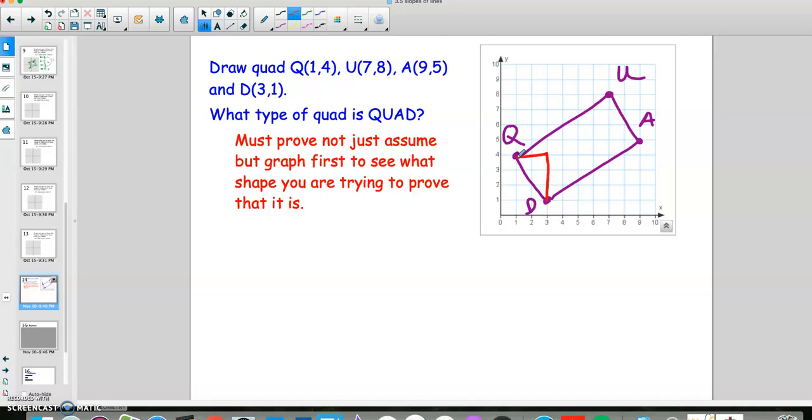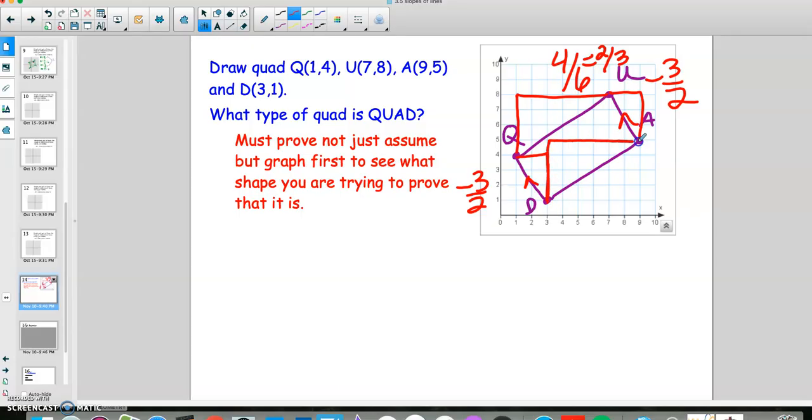Rise of 3/2, so that's -3/2. Rise 3/2, same. So we know that these are parallel. Up 4, 6 reduces to 2/3. This is why it's important to reduce. And then up 4/6, which reduces. So these are also parallel, but what do you notice about the corners?